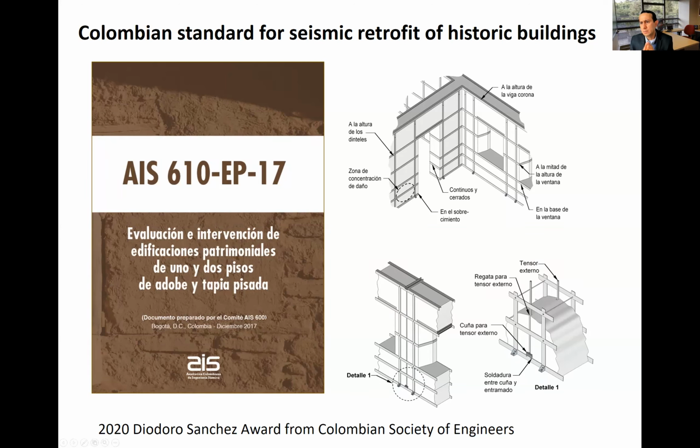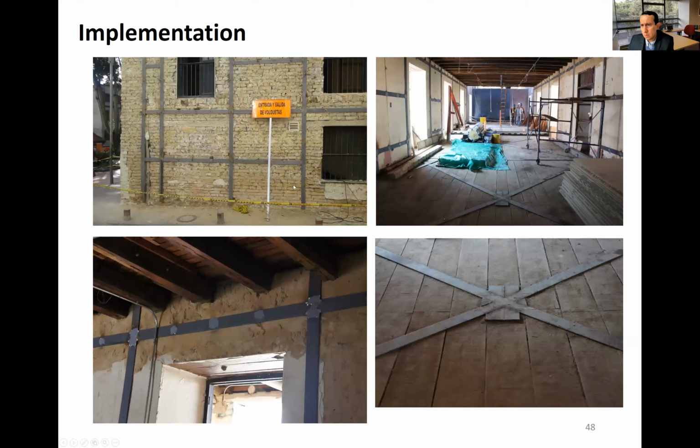We would like to have this kind of initiative also for other materials. We are now working with the Ministry of Culture on masonry, conventional masonry structures that are very old. This document won the 2020 Diodoro Sanchez Award from the Colombian Society of Engineers. And also these techniques are now implemented in some cases. Here, for example, they are also retrofitting the diaphragm, very important for connecting the walls between them and being able to take advantage of the redistribution of the forces when you have an earthquake.